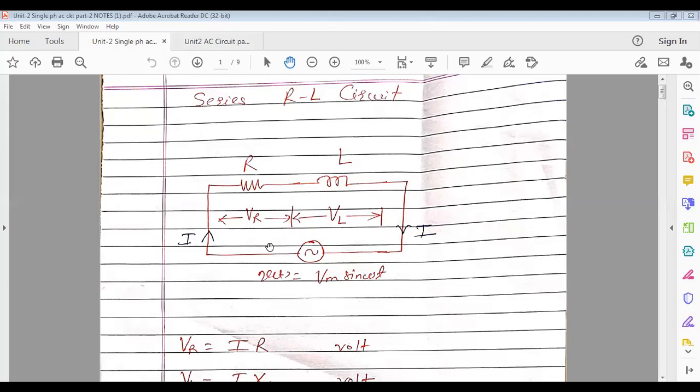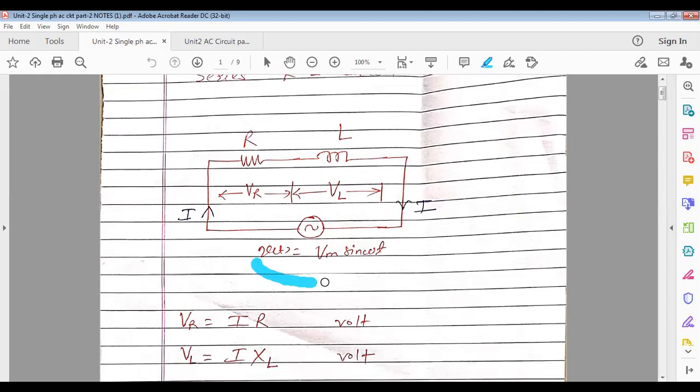Okay. So series RL, if they mention specifically R and L connected in series, or they mention find out the value of R and L, it means it's a series RL. So see here, resistance and inductance are connected in series. Applied voltage is single phase AC, v(t) = Vm sin(omega t). Now the circuit is closed, so current will flow through the circuit.